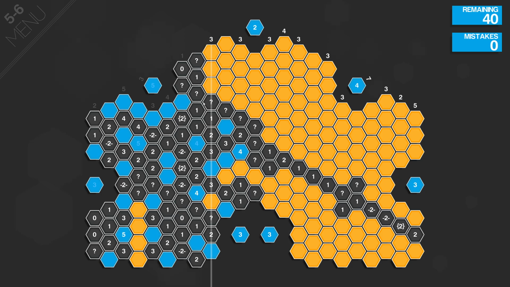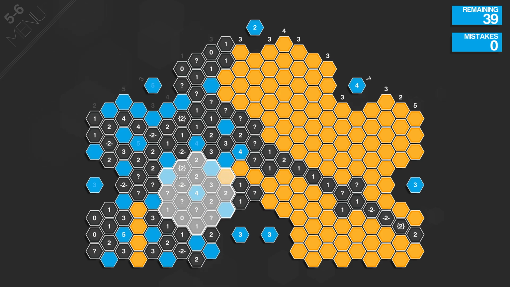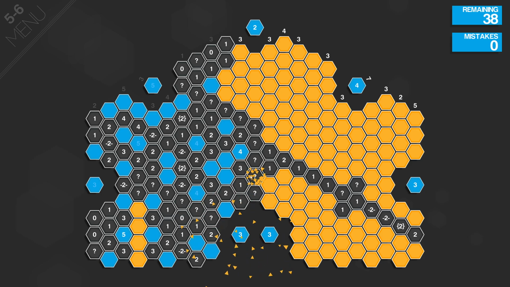3 vertically here. We have 1, 2, and one of those will make 3, so it's not that one or this one. 0 solves for itself. We now have 1, 2, 3 vertically there. This 4 gets 1, 2, 3, and a 4th. That one sees 1. This 4 now sees 4. We eliminate that. This one needs 1.